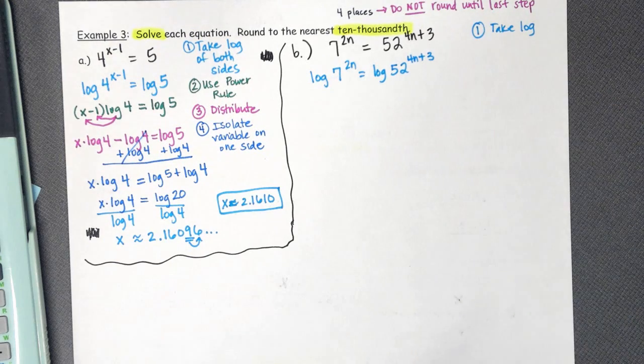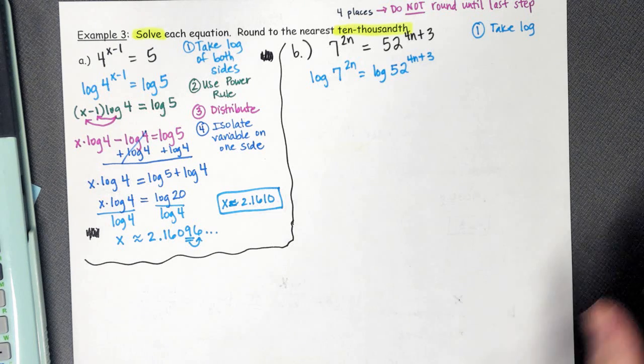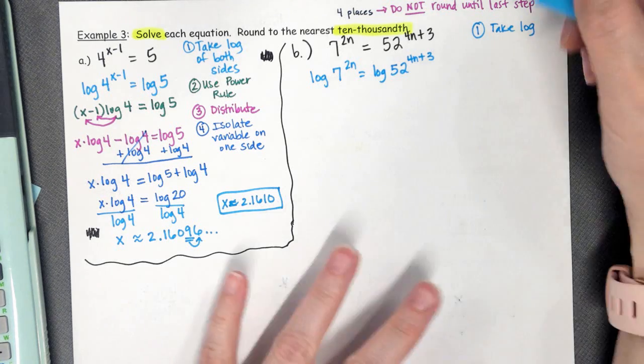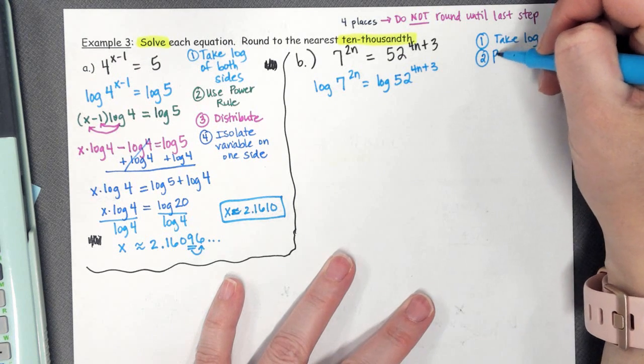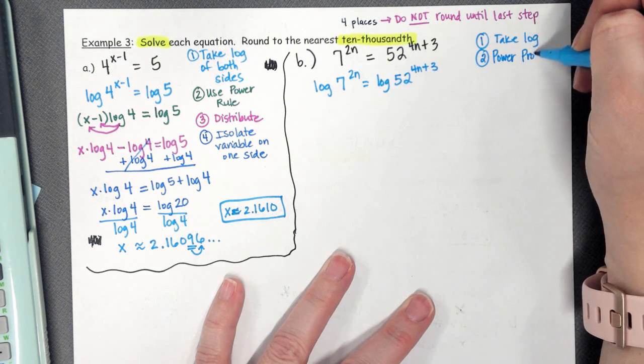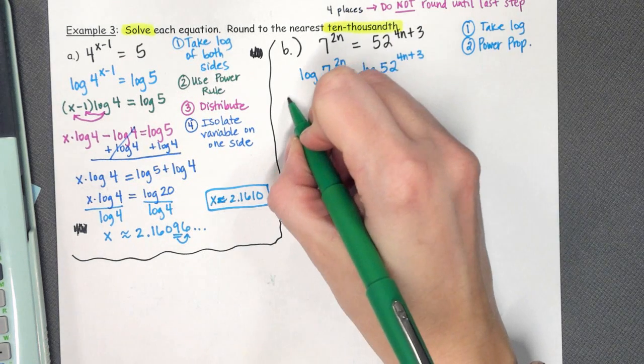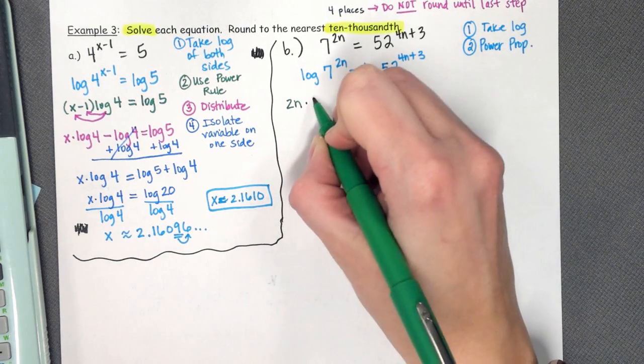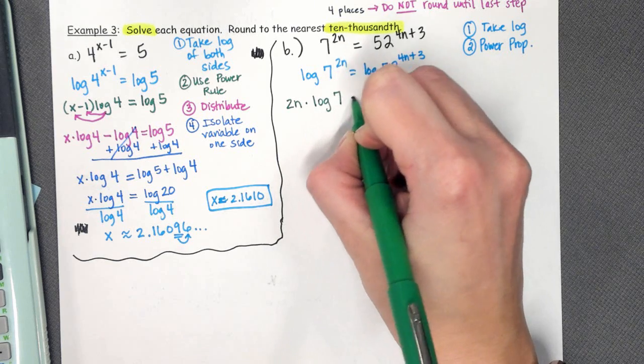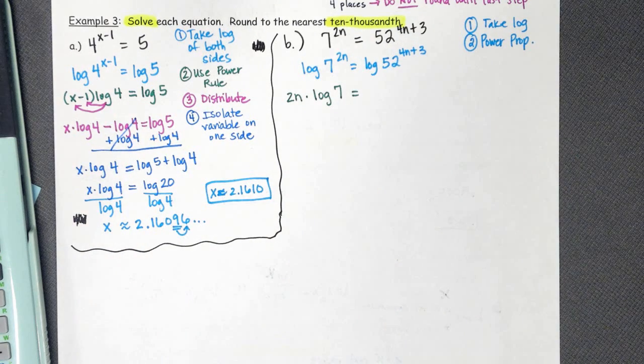Okay, and then once you take the log, you're going to rewrite it with your power property. So take the log, use your power property. The power property allows you to rewrite it as 2n times the log of 7 equals, and then do you guys want to try the other side?